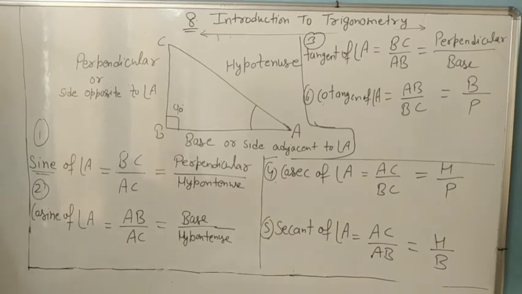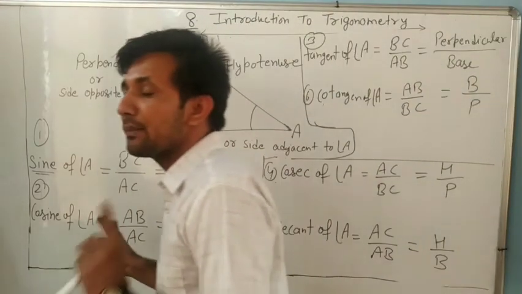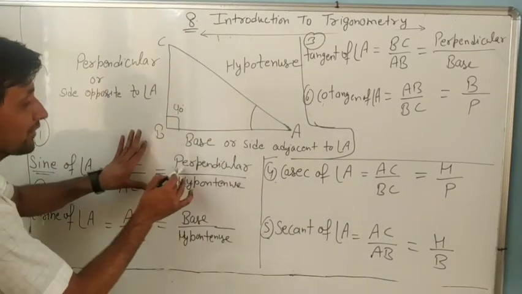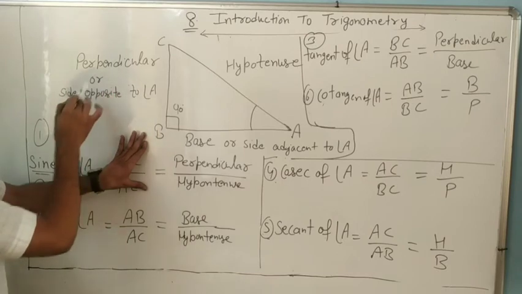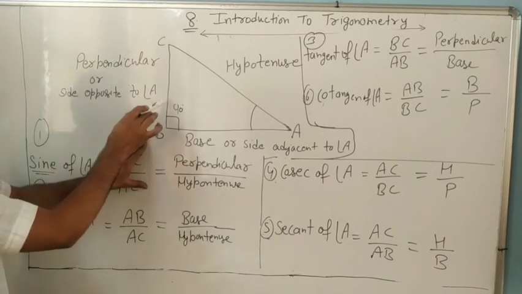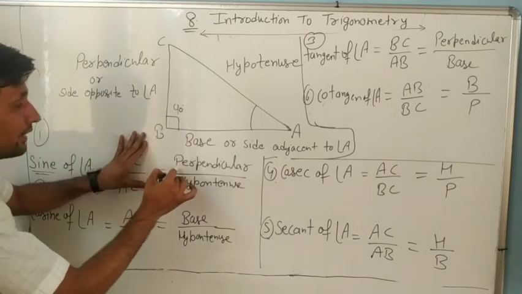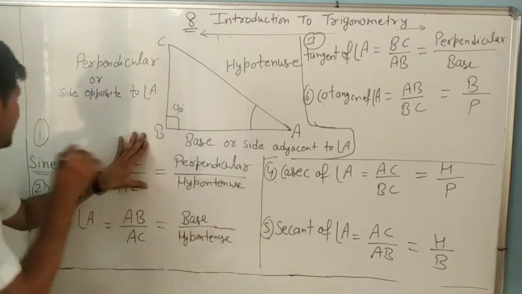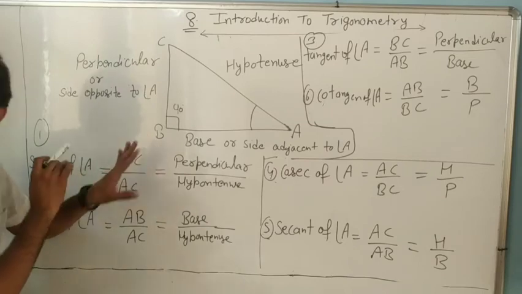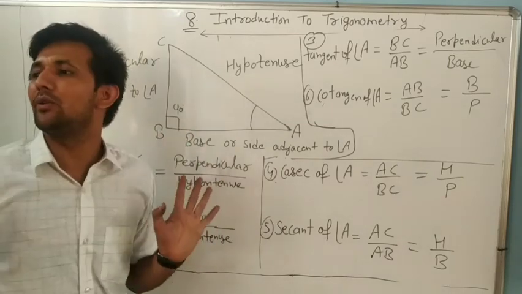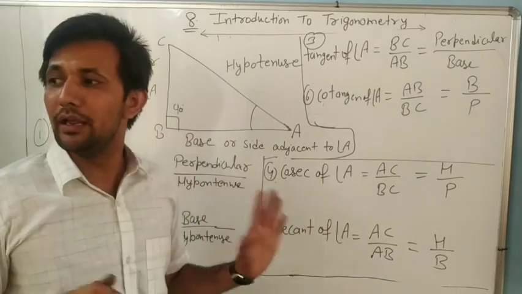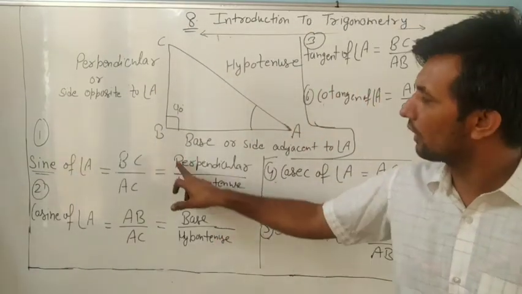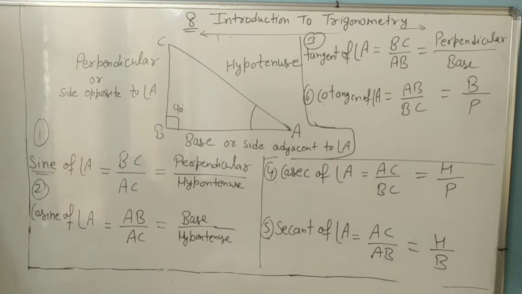And one more thing, dear, don't be confused. In our book, what is given? In place of perpendicular, it says side opposite to A. So in our book it is given: side opposite to angle A divided by hypotenuse is sine of angle A. So don't be confused. We will use perpendicular and base, it's very simple. Okay, so note down with perpendicular and hypotenuse.